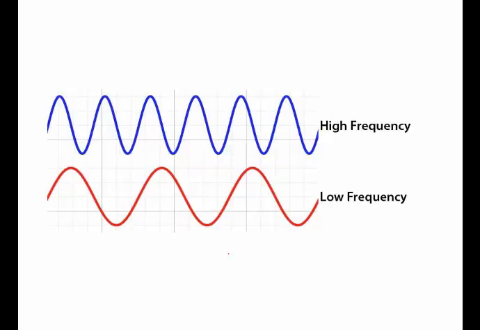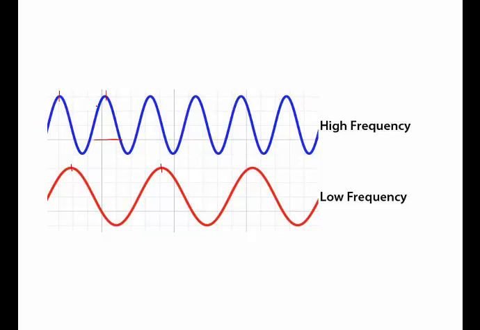So here we have a visual to think about the difference between a high frequency wave and a low frequency wave. Remember, this axis is time. In the same time period, we have fewer cycles with our red low frequency wave. From here to here is 1 period, and then from here to here is 1 period for our high frequency wave.